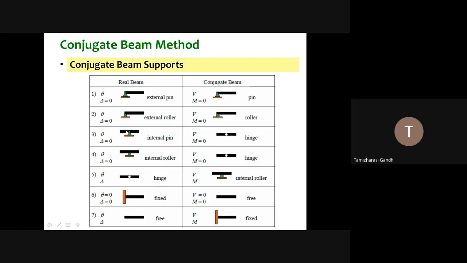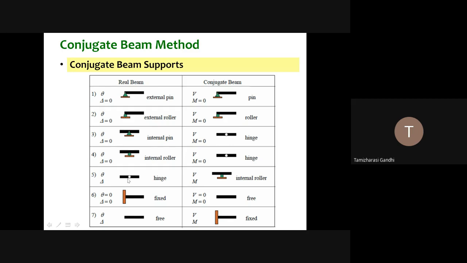Let us say I have an internal pin where slope is not equal to zero, but the vertical displacement is equal to zero. I should provide a support in the conjugate beam in such a way that shear force should not be equal to zero, but bending moment should be equal to zero. So I cannot provide this pin support here because I cannot ensure that bending moment is zero here. If I have to ensure a bending moment to be zero, but shear should not be zero, then I should convert this support into an internal hinge. And the same thing holds for the roller also.